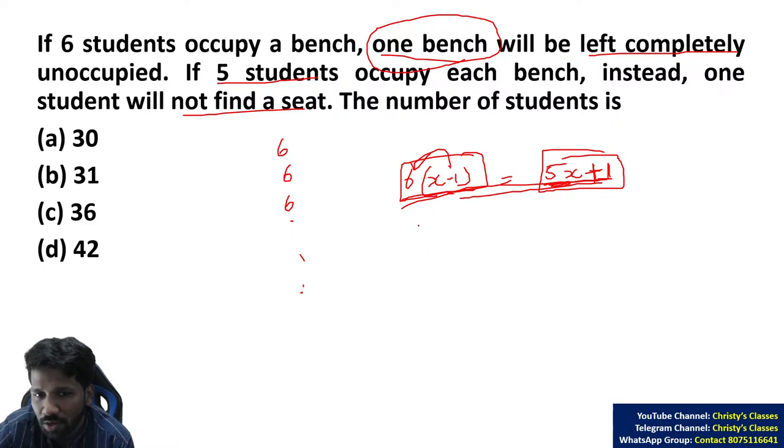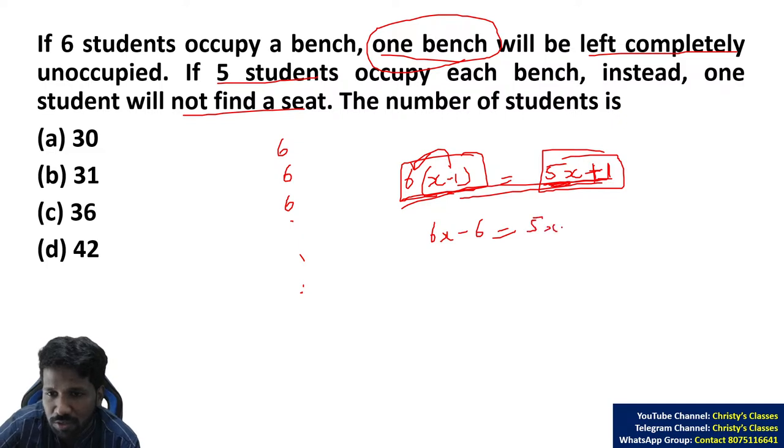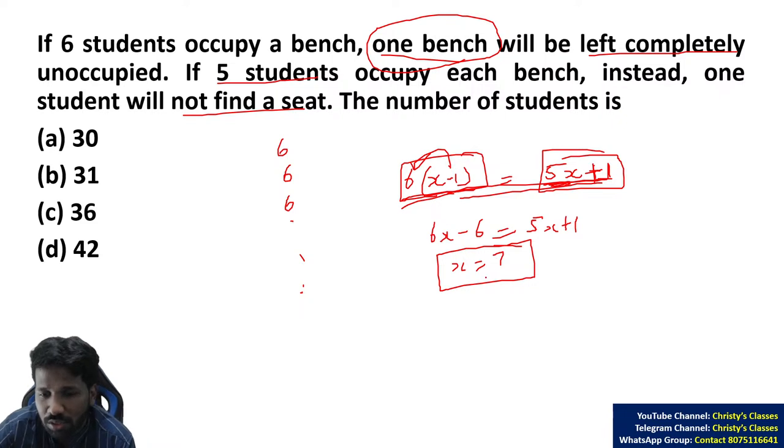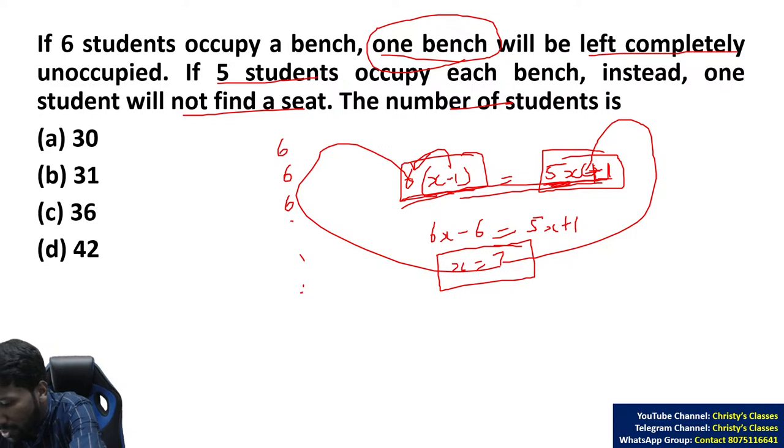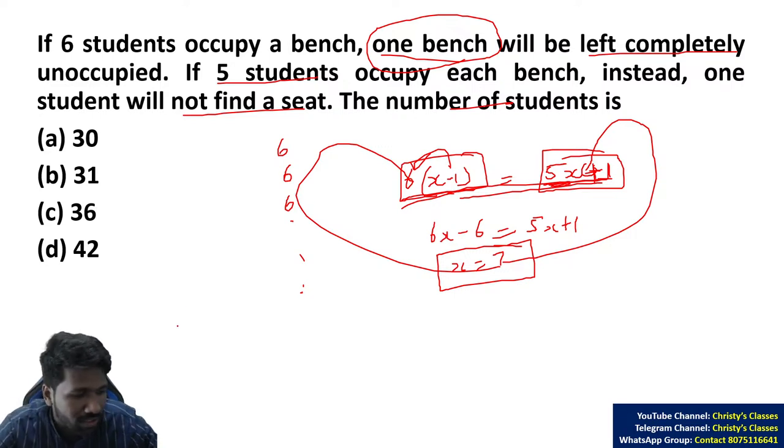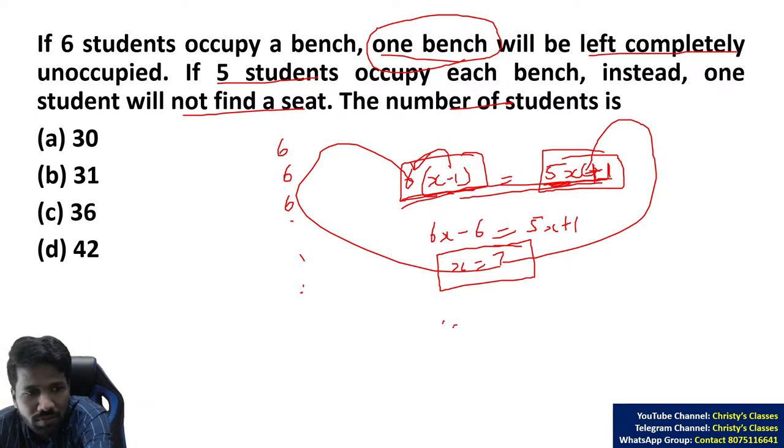If you equate it, what will you get? 6 times x minus 1 is equal to 5 times x plus 1. That is 6x minus 6 is equal to 5x plus 1. So x is equal to 7 you will get. x is the number of benches, not the number of students. So you have to put that 7 either here or here. Both will give you the same answer, because both are giving you the total number of students. So 5 times 7, 35 plus 1, 36 will be the answer.